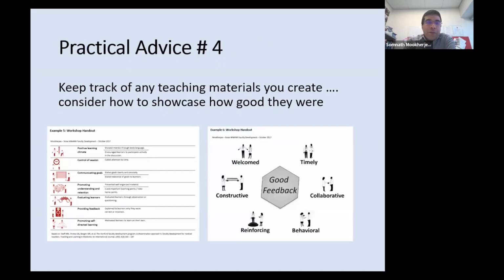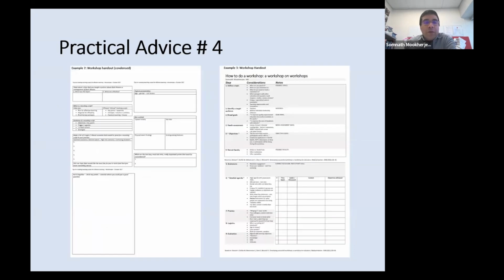And so here is practical advice number 4: keep track of these things. And especially ones that look good, or at least you think look good. These are a couple of handouts that I think look really good, that I spent a lot of time on and got some pictographs made to help make my points. And so these went in the back of my teaching portfolio. A couple other handouts here.